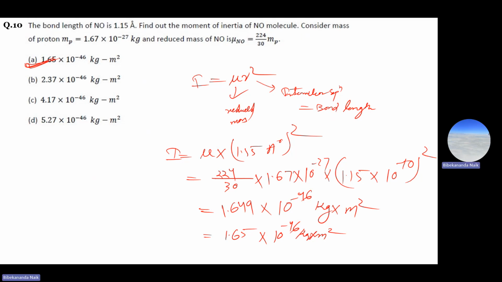So this was a relatively simpler question in comparison to the previous question. Simply here we needed to find out the moment of inertia where the reduced mass of the molecule is given and the bond length is given, and we know the expression for moment of inertia is I equals mu r squared. So if you put the value of mu and the value of r squared, where r is nothing but the bond length and mu is the reduced mass, all these values are given, so you simply put the values and calculate, and the correct answer we found to be 1.65 × 10⁻⁴⁶ kg meter square.